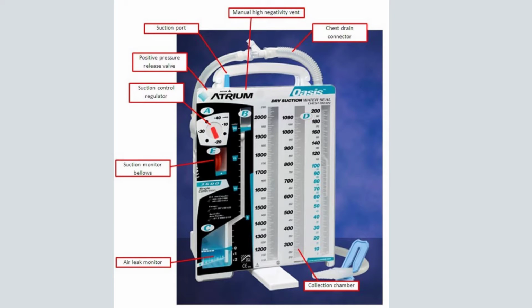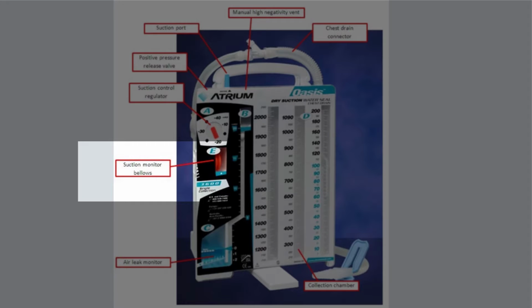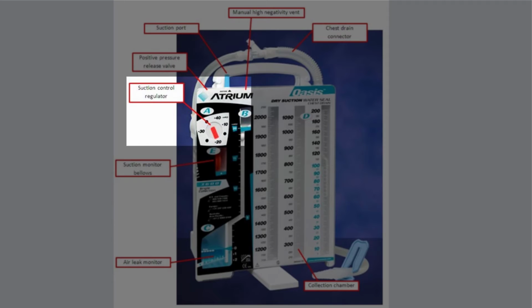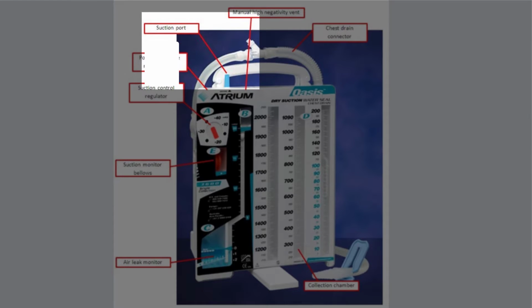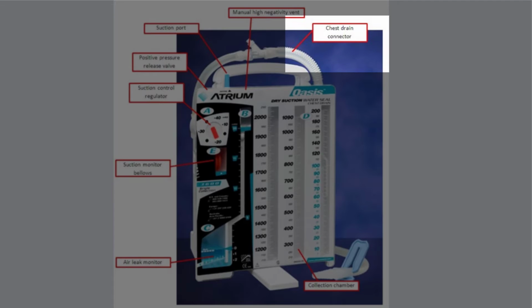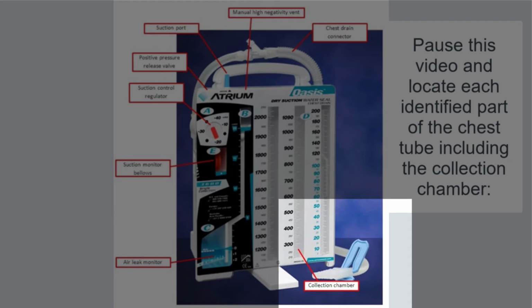Now that you've located where the chest tube and chest drainage system connect, let's locate the parts of the chest tube drainage system itself. In a moment, you will pause this video and locate the air leak monitor, suction monitor bellows, suction control regulator, positive pressure relief valve, suction port, manual high negativity vent, and the chest drain connector. Pause this video and locate each identified part of the chest tube, including the collection chamber.